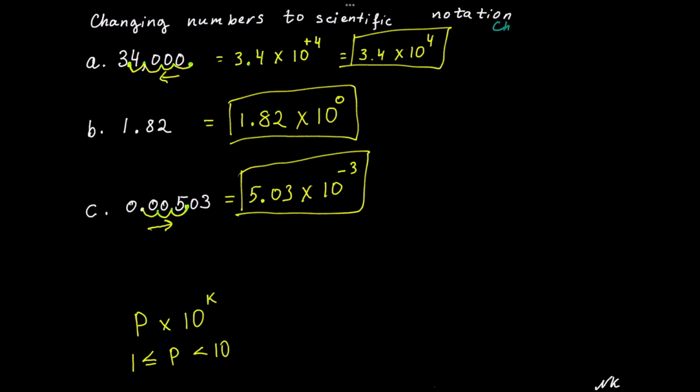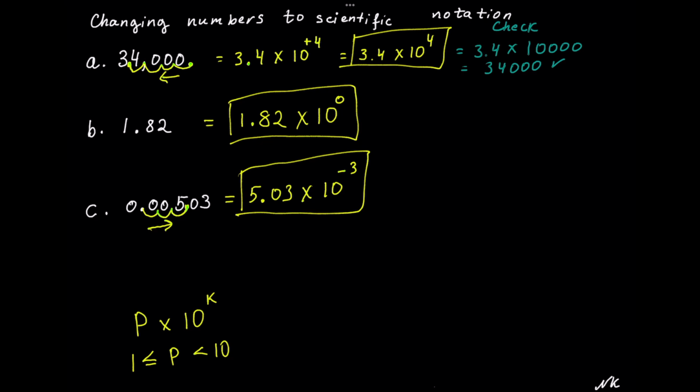And to check, in example A, we got 3.4 times 10 to the 4th. 10 to the 4th is 1 followed by 4 zeros. 1, 2, 3, 4. 3.4 times 10,000 will give us 34,000. And this is the original number, so this checks out.